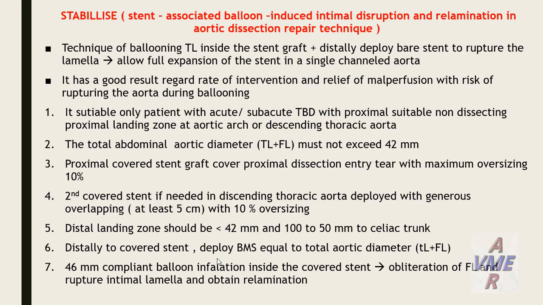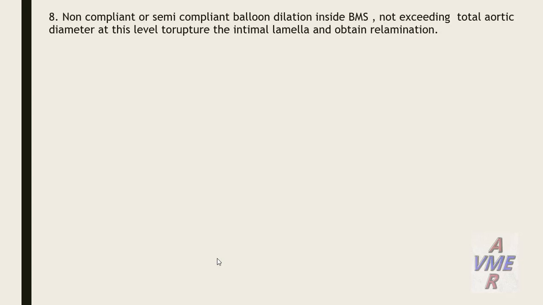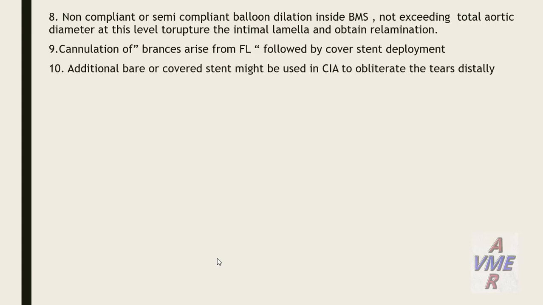Need to make obliteration of the false lumen and rupture of the intimal lamella and obtain relamination. Non-compliant or semi-compliant balloon dilatation inside the PERIMETER stent, not exceeding the total aortic diameter at this level, to rupture the intimal lamella and obtain relamination.